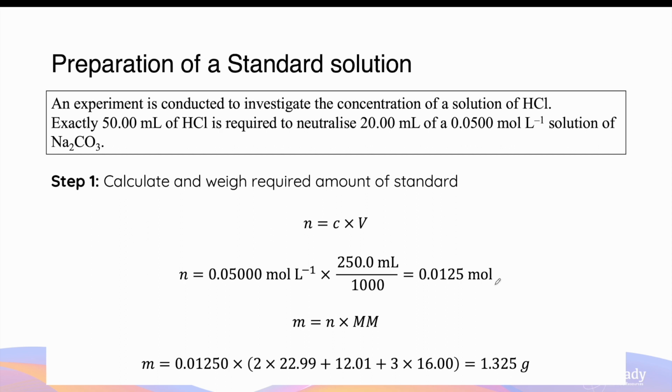Because the sodium carbonate comes in a solid form, we can achieve this exact number of moles by finding the corresponding mass. This is calculated by multiplying the moles by the molar mass. The molar mass of sodium carbonate is as shown here, and this gives us a value of 1.325 grams. This is the exact mass of sodium carbonate that we want to weigh out before producing a solution.